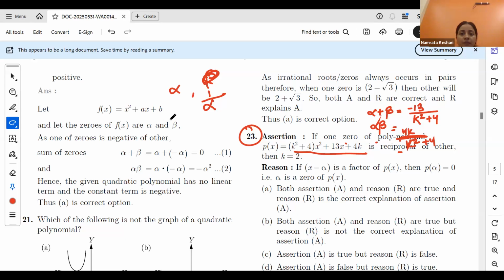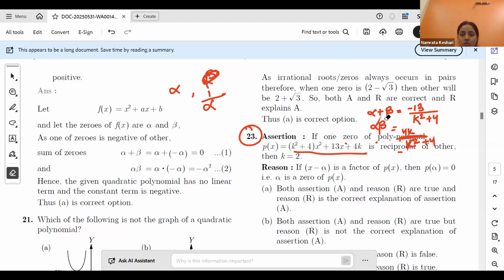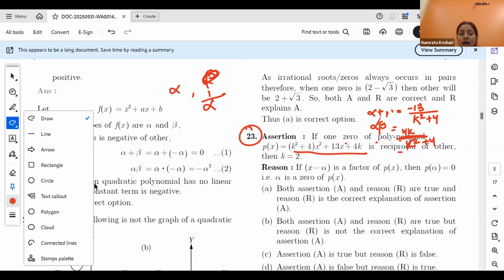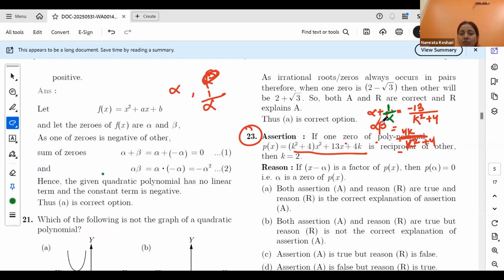Yes, ma'am. Inan, are you getting it? Yes, ma'am. Okay, then in alpha plus beta, at the place of beta just put 1 by alpha. It is not beta over here. Yes, it is beta in all the other questions. But here one more condition is given which will help you find whatever is asked. So at the place of beta, I'll be writing 1 by alpha.